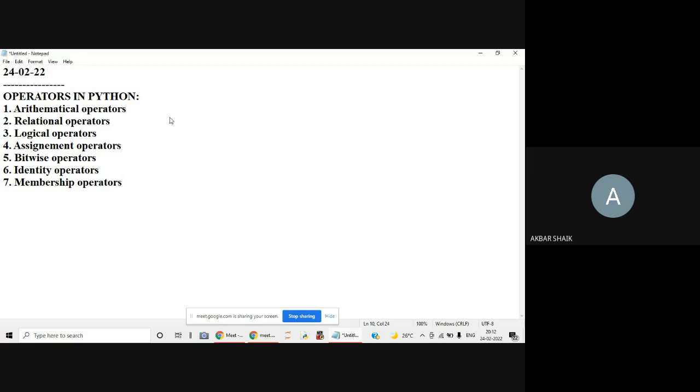Very important from an interview point of view. They are going to ask you what the operators in Python are, and we'll see one by one what these operators are.